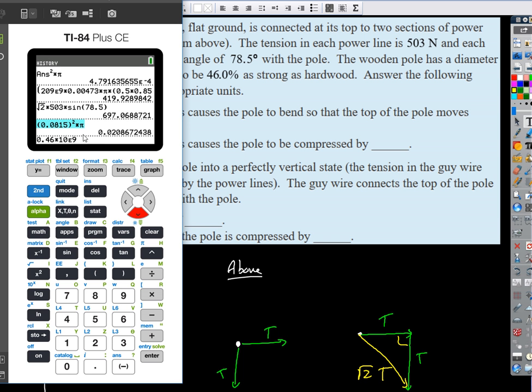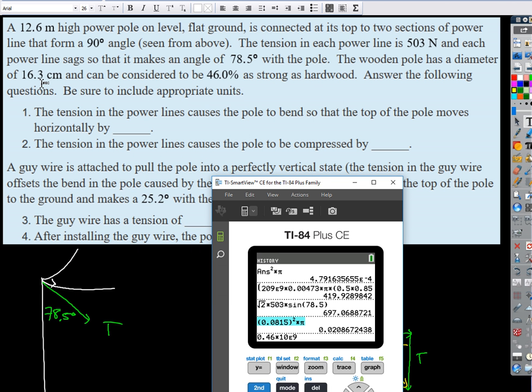Pi r squared. So is that the correct radius? What's the diameter? So the diameter is 16.3. That's supposed to be 1.6. Because that's the diameter, 0.163, so 0.08. Oh, yeah, that's right. No, it's right. It seems right, doesn't it? It is right.